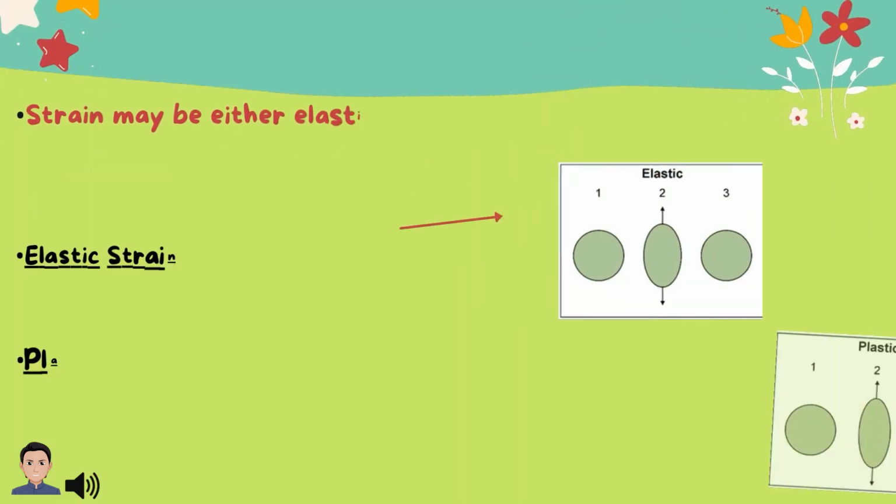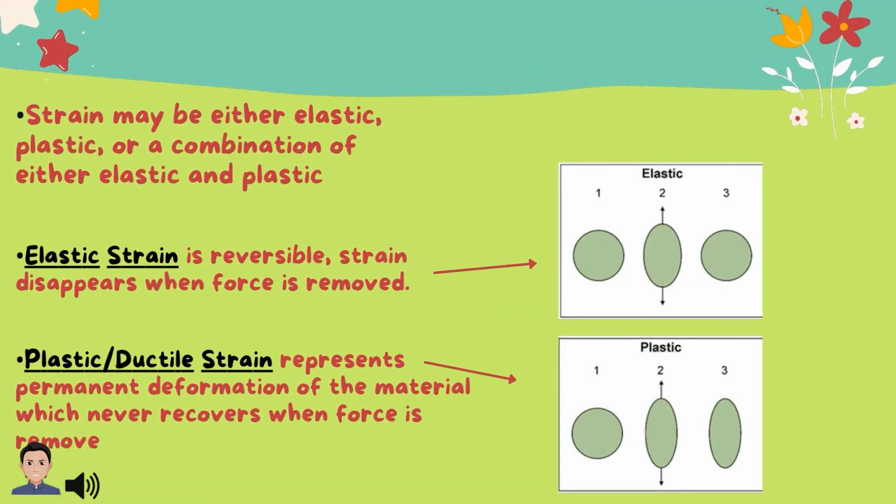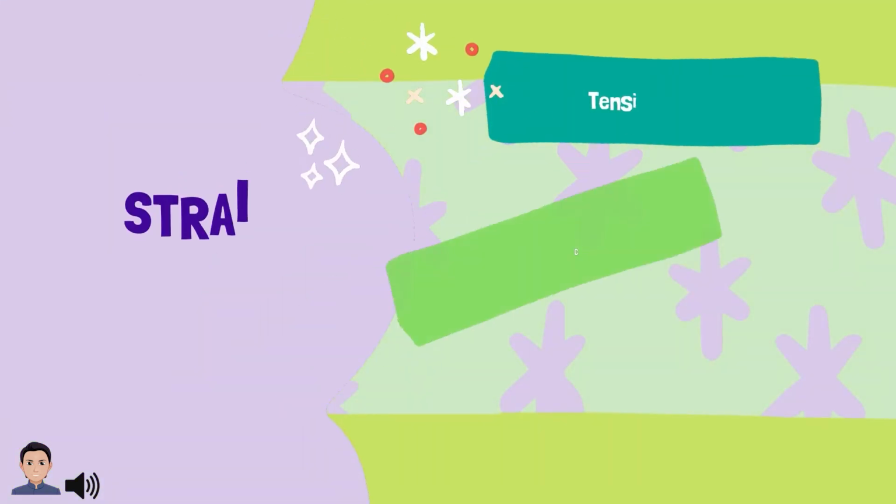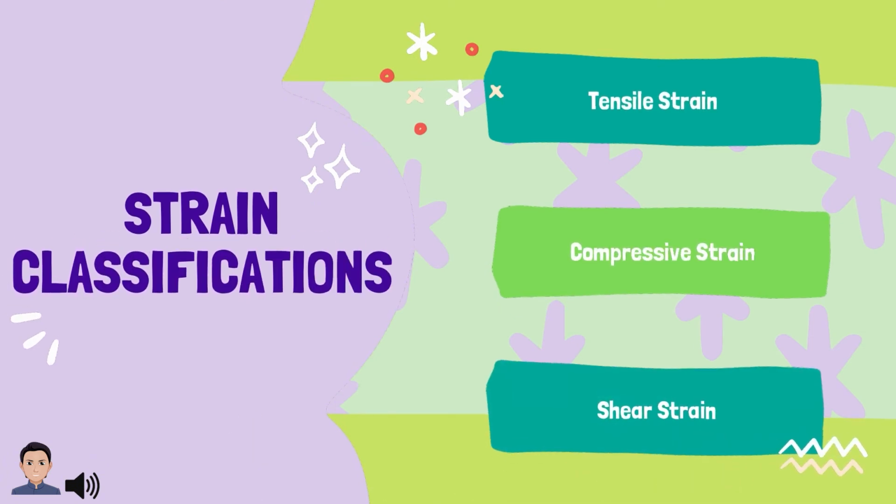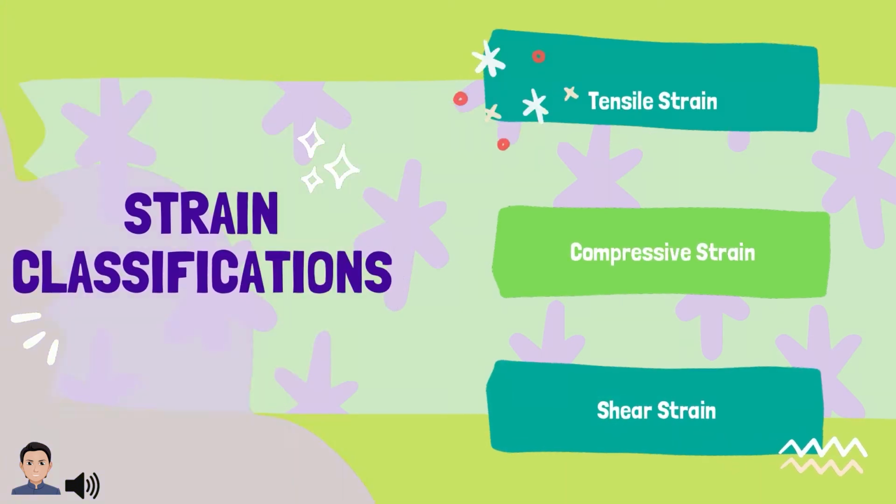Strain may be either elastic, plastic, or a combination of both elastic and plastic. Elastic strain is reversible. Strain disappears when force is removed, while plastic or ductile strain represents permanent deformation of the material which never recovers when force is removed. Strain has three classifications: tensile strain, compressive strain, and shear strain.